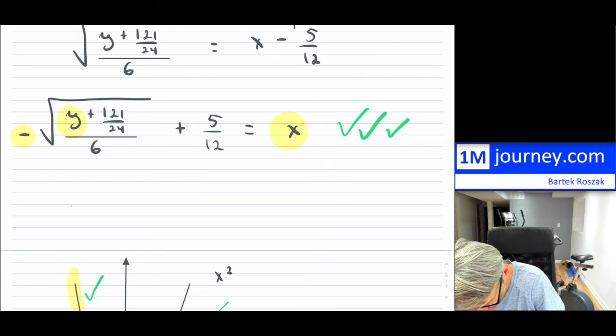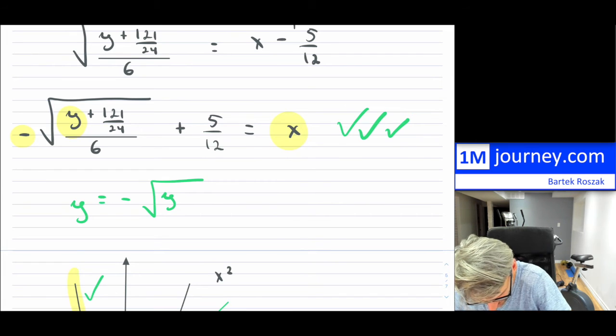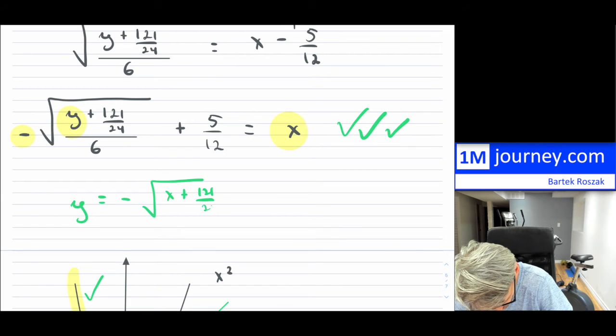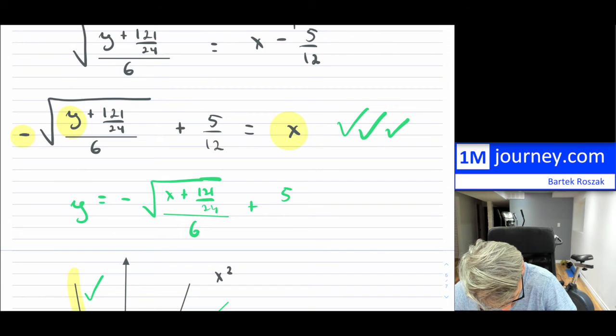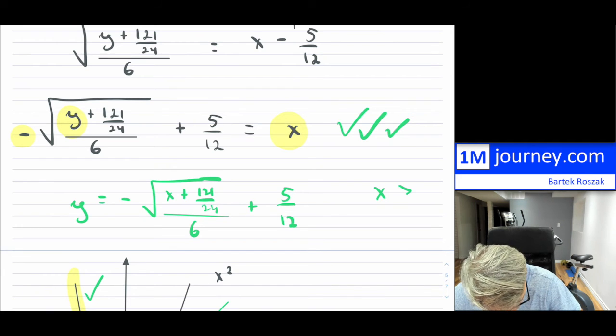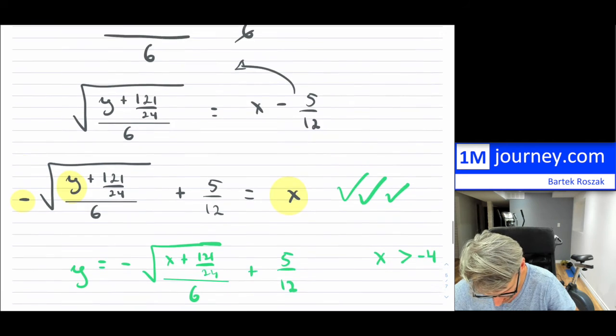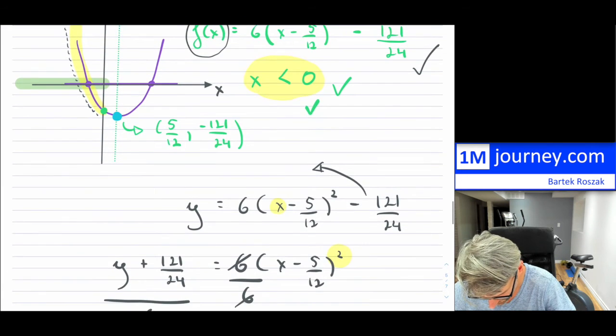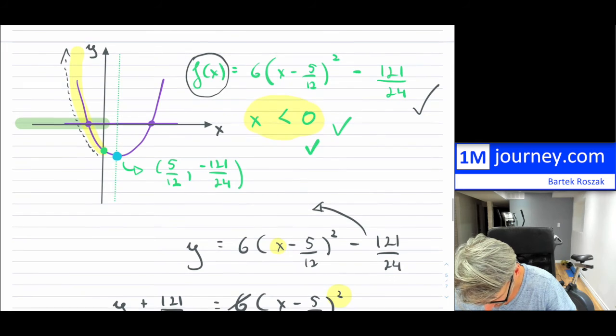So I will have y is equal to negative square root of x plus 121 over 24, divided by 6, plus 5 over 12. And this is going to be restricted, so x is now going to be greater than -4. So that's what we're going to have.